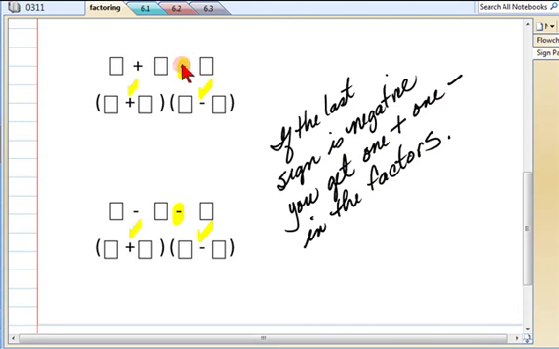Okay, so if this last sign is negative, I guarantee you you're going to have one factor with a plus, one factor with a minus. If it's negative, you get one factor with a plus, one with a minus, and it is irrelevant what the middle sign is in making that determination. All right.